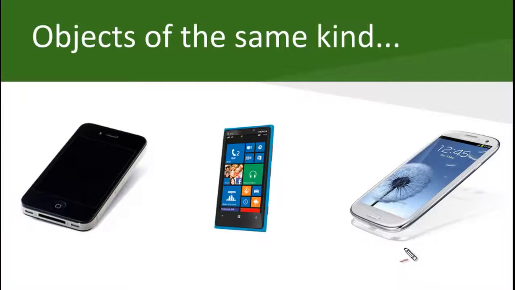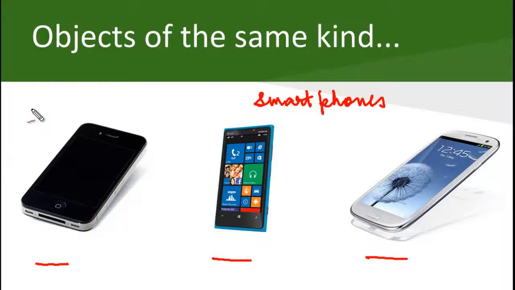There are three things in front of you. There are three objects. What is one thing common between all of them? There are a lot of things common between all of them, but how will you classify them? So you can term them as smartphones. So in the real world, what happens is there are various objects of the same kind.